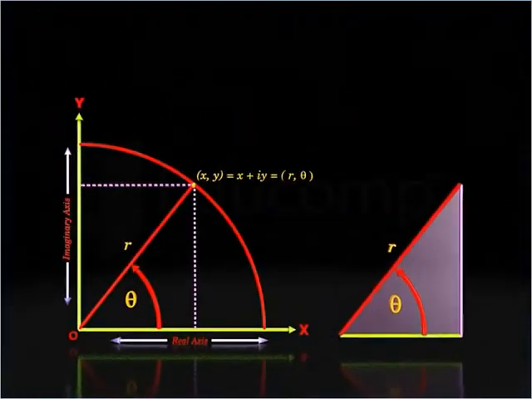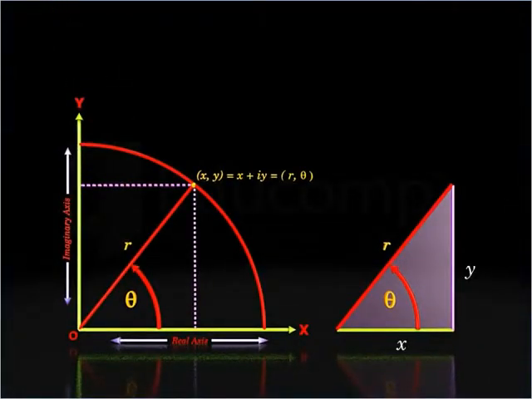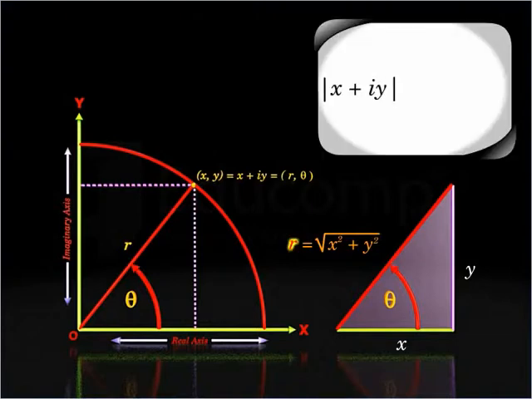Look at this right angle triangle again. Applying Pythagoras theorem, you get r is equal to square root of x square plus y square. The value of r represents the modulus or absolute value of the complex number x plus iota y. Also, angle theta is the argument or amplitude of the complex number x plus iota y.